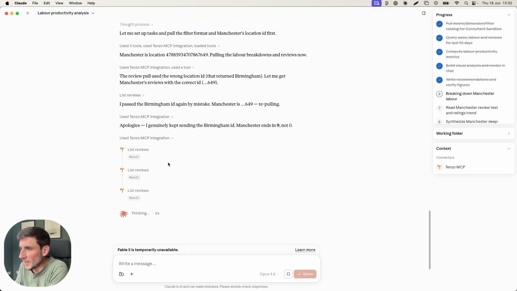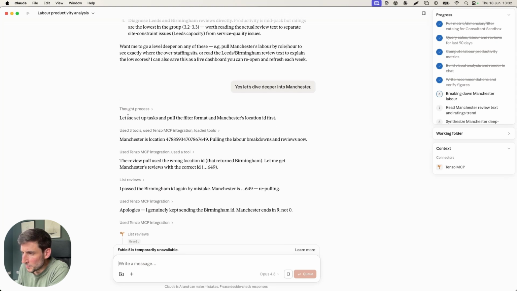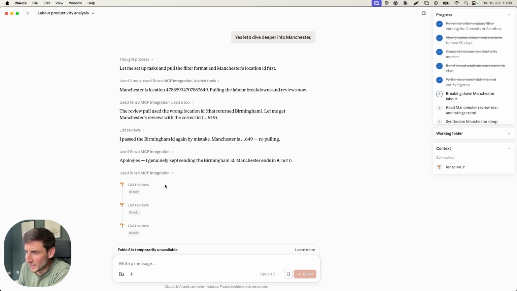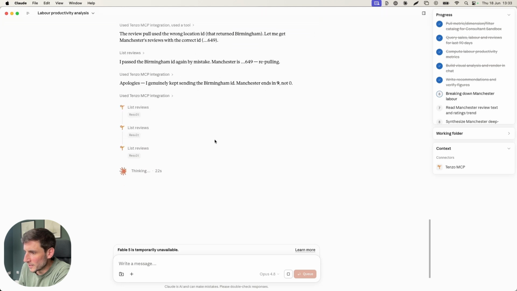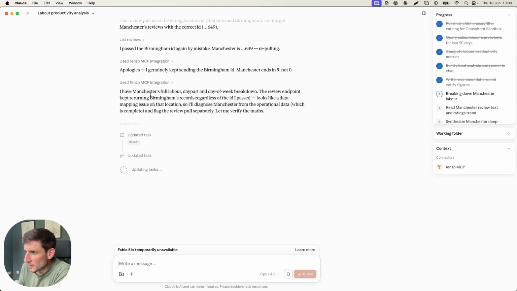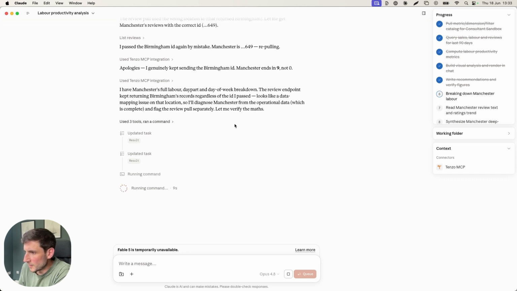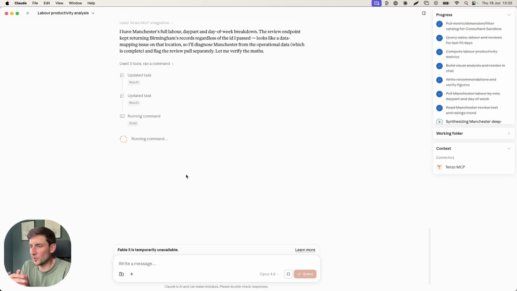So here it's starting. What's nice about this is that it's helping you understand. It shows you what it's doing, and will tell you if it's made mistakes. So it was looking at the wrong location. Here we have managers for labor, day part, and day of week breakdown. The review endpoint keeps it. It's verifying the maths. Now getting into all of that detail, and hopefully it's showing us the progress on the site.